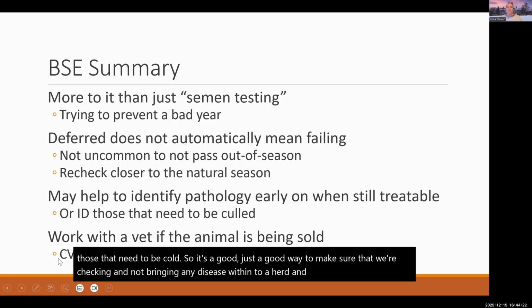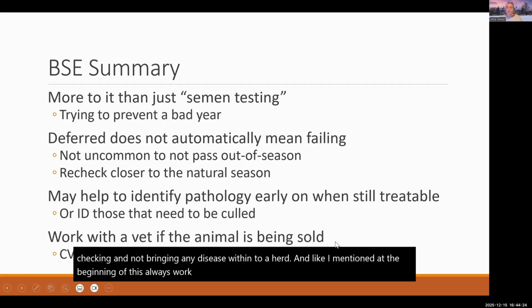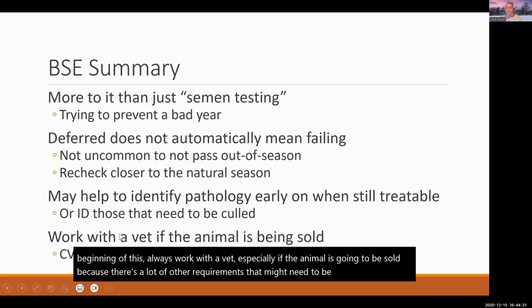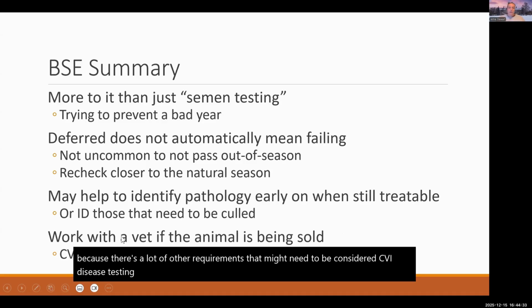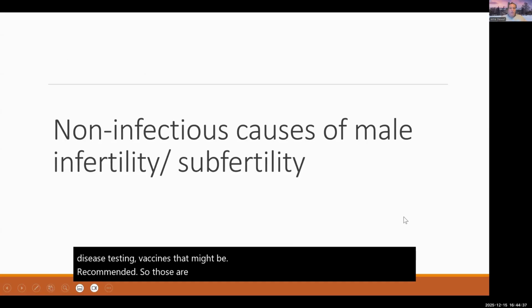And like I mentioned at the beginning of this, always work with a vet, especially if the animal is going to be sold, because there's a lot of other requirements that might need to be considered: CVI, disease testing, vaccines that might be recommended. So those are all important things.